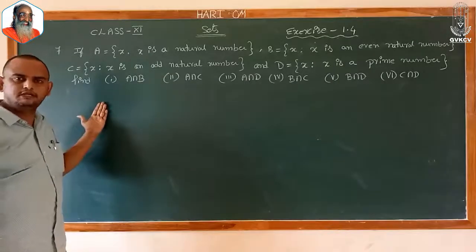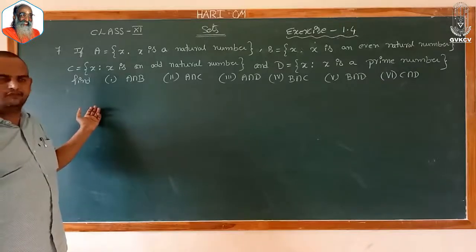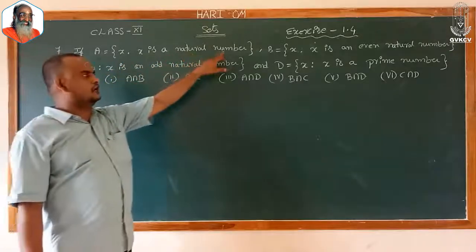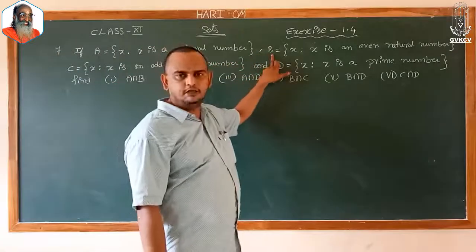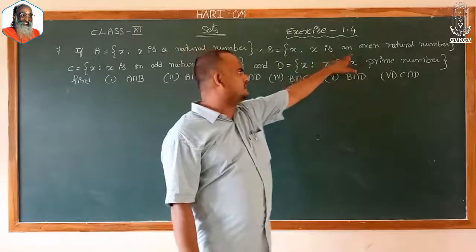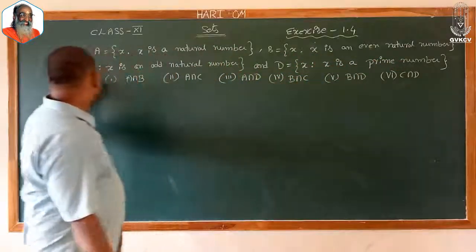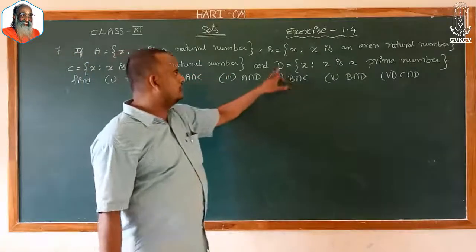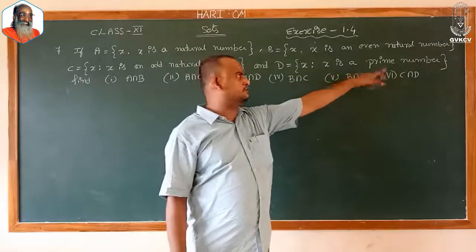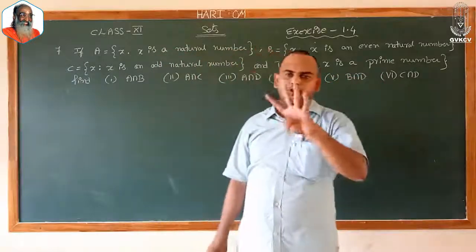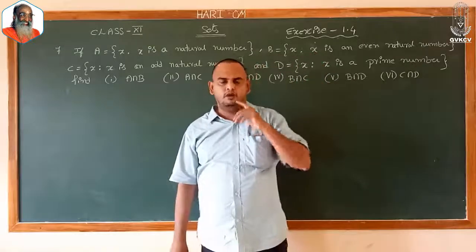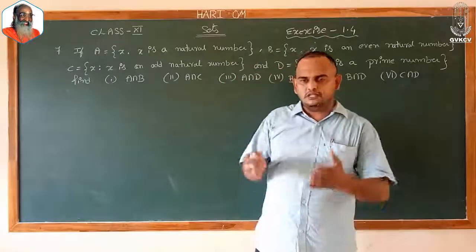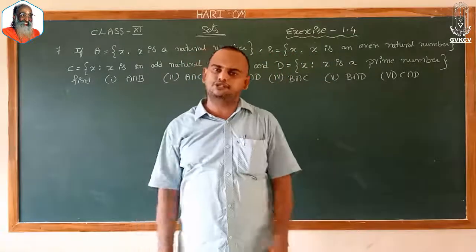Here we have problem number 7. What is there in problem number 7? A is equal to x such that x is a natural number, B is equal to x such that x is an even natural number, C is equal to x such that x is an odd natural number, D is equal to x such that x is a prime number. I have 4 different sets here. And all the sets are given in which form? Set builder form.